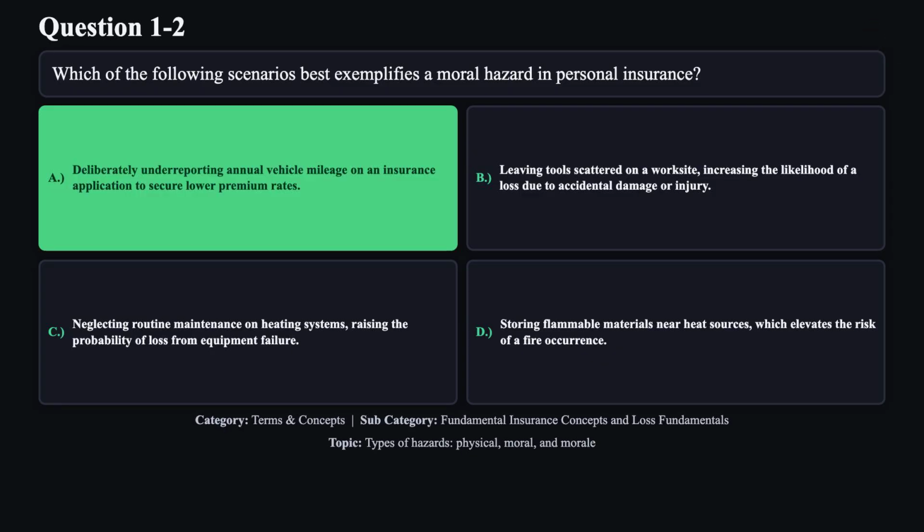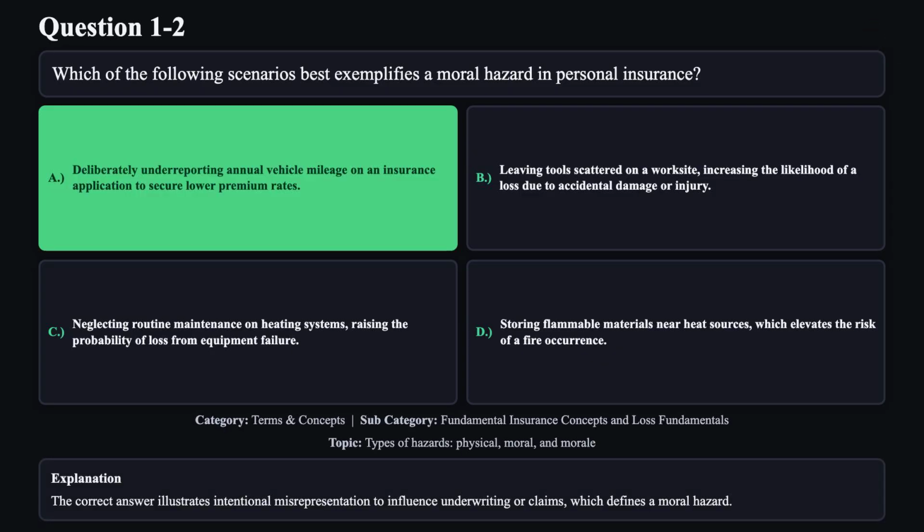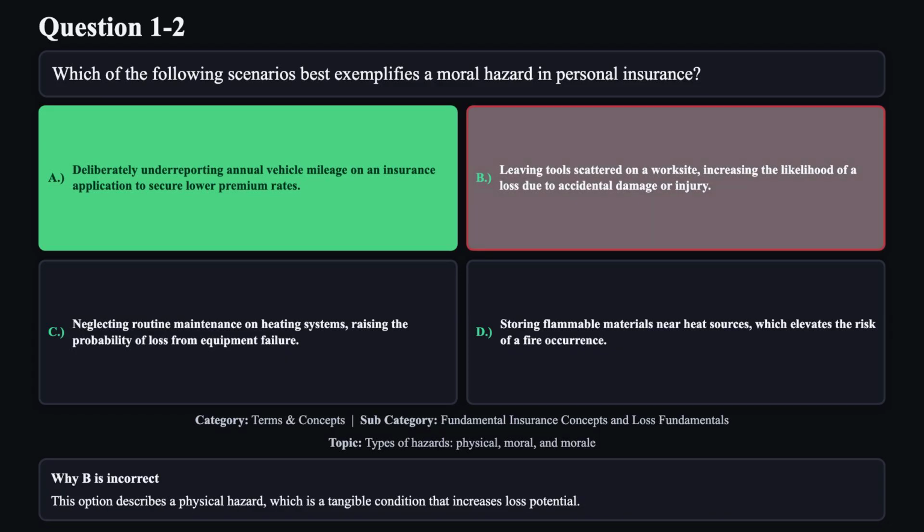The correct answer is A. The correct answer illustrates intentional misrepresentation to influence underwriting or claims, which defines a moral hazard. Reason B is not correct. This option describes a physical hazard, which is a tangible condition that increases loss potential.